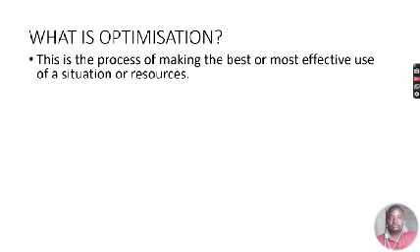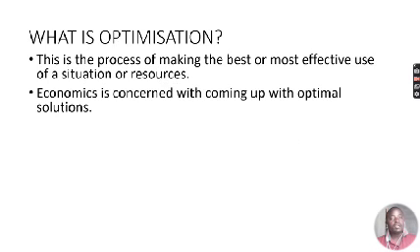Now, optimization is a process of making the best of a situation or resources. So when you are given a situation or resources, you make the best out of that. That is called optimization. Or in other words, optimization is a process of making effective use of the situation or resources.